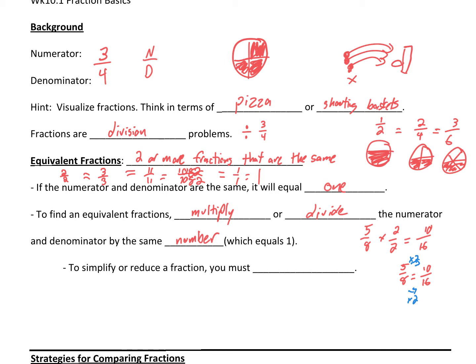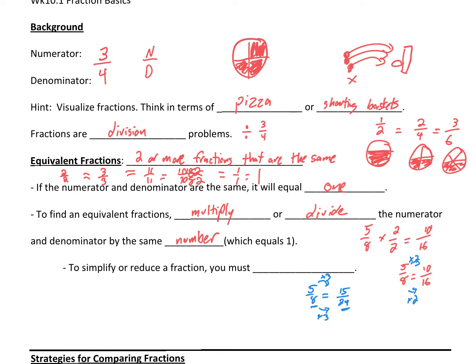Okay, let's do another one for 5/8. Let's this time multiply each by 3 over 3, which is 1. So 5 times 3 is 15. 8 times 3 is 24. These are equivalent fractions.